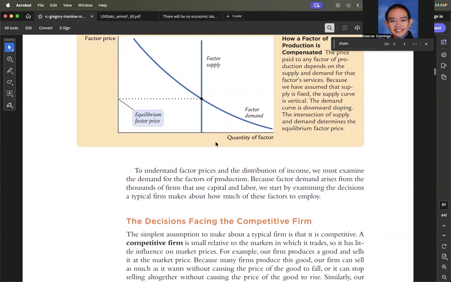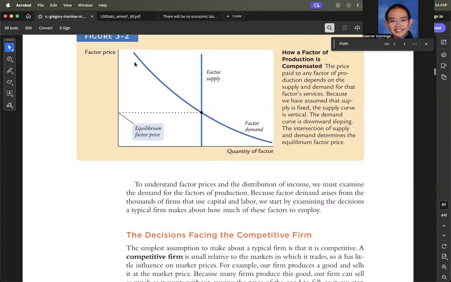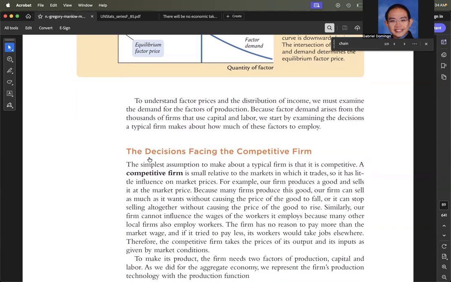Now, the big thing here is what is this factor demand? So the price paid for any factor of production depends on supply and demand for the factor services. Because we have assumed that supply is fixed, the supply curve is vertical. We have a downward sloping demand for labor and a downward sloping demand for capital as well. And the intersection of the factor demand and factor supply will give you equilibrium factor prices, which is either W for labor or R for capital.